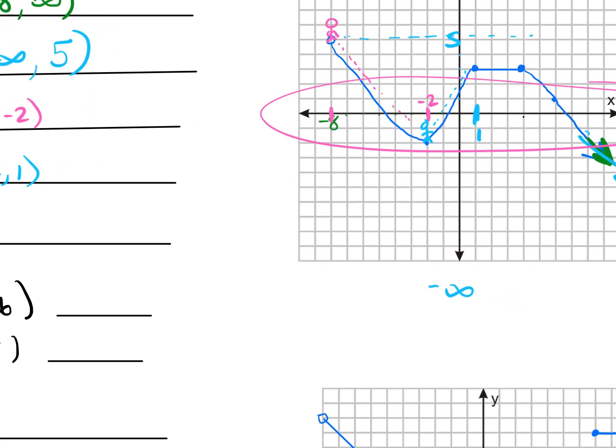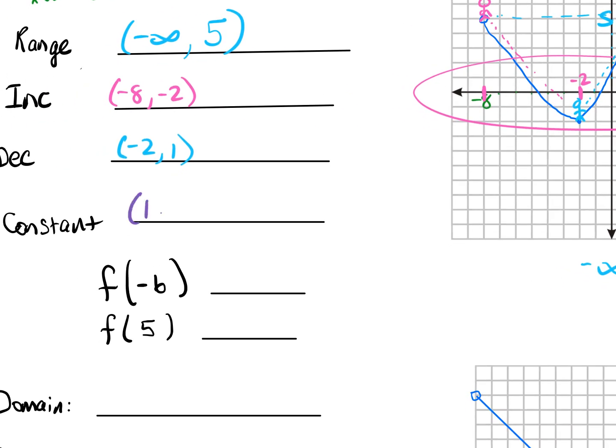Now here we have a flat line. We're not increasing or decreasing. So I'd be constant from what to what? So 1, 2, 3, 4. 1 to 4. So I'm constant from 1 to 4. Yes, you're right. I had them backwards. So this should be from -8 to -2. We're decreasing. And from -2 to 1, we're increasing. Thanks. I just wrote it backwards.